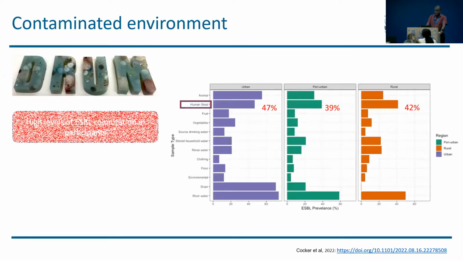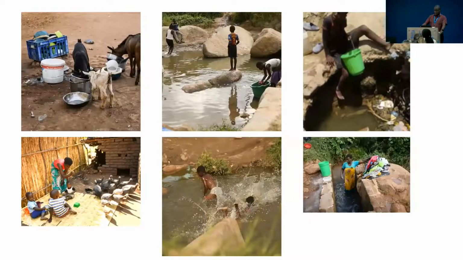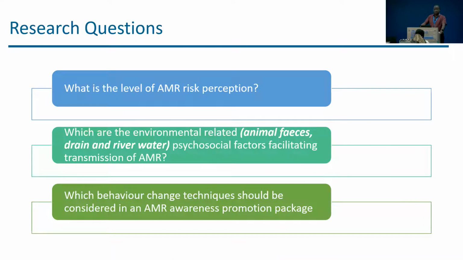And from the findings, I should say that findings indicated high levels of ESBL in animal and human feces, also in the water environment, which included both river and drain water. And we can find out more about this on the link provided there. But related to this, observations indicated that people interacted with the river and drain water, and also animal feces, as we can see from some of these pictures that were taken during the study. Thus, the findings confirm that river and drain water, including animal feces, provide risk to AMR infections among the study participants.